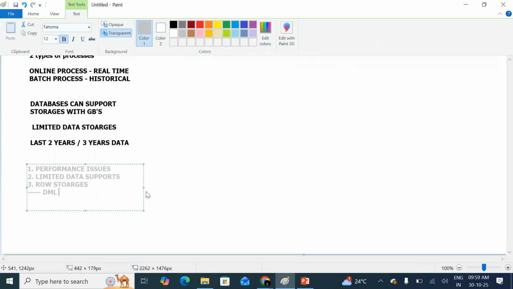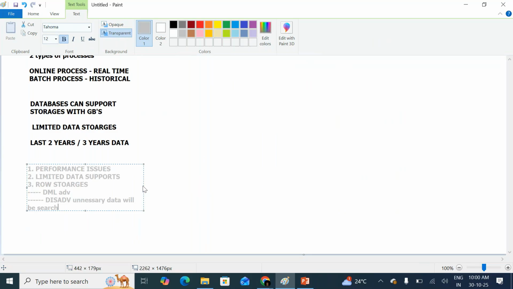But if you want to read the data, the disadvantage is that you can't search only the relevant data. Unnecessary data will also be searched. Because of this unnecessary data search, you are not retrieving the exact data. That is the drawback. So these are the drawbacks.